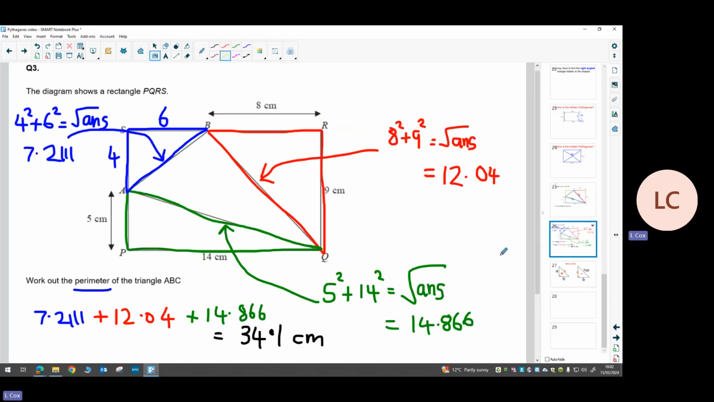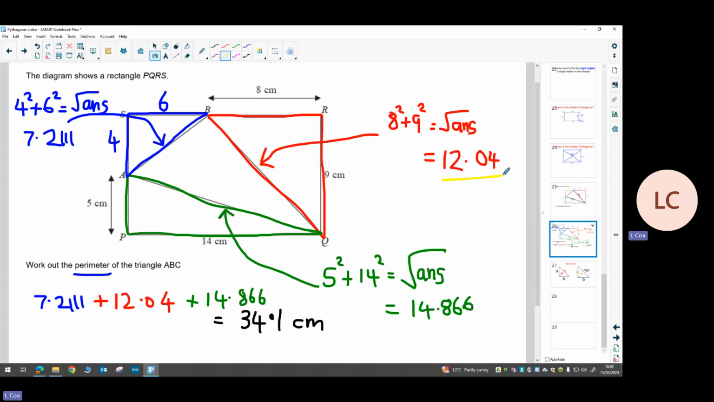Right, your answers are here. We've got this hypotenuse of 12.04. This hypotenuse here is 14.866. This one was 7.211. I added all of those numbers up and got 34.1.